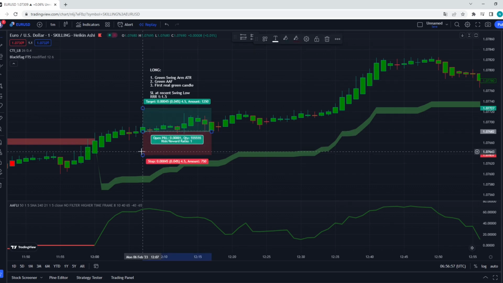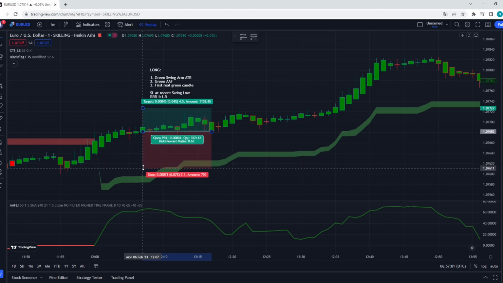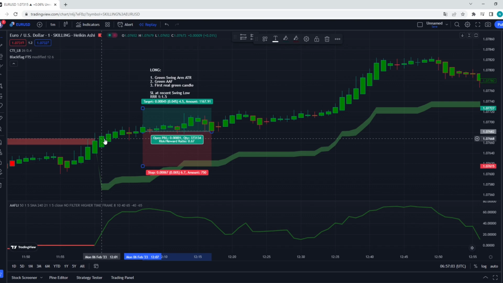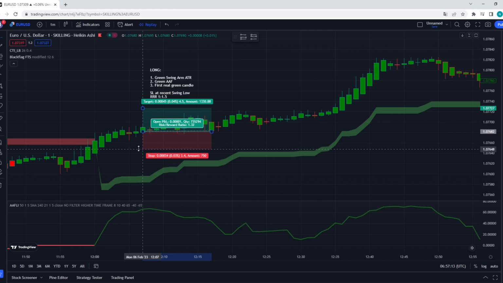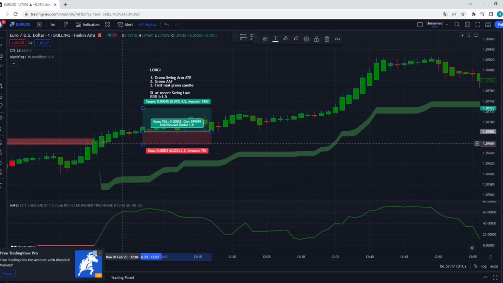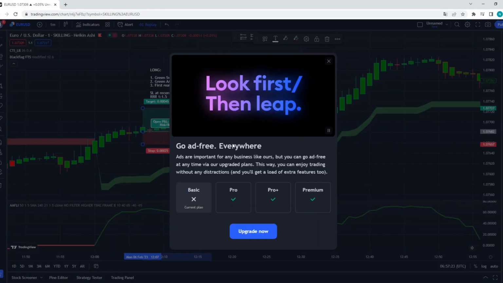We open our long position here, and put our stop loss below the recent swing low. In this case, you can choose if you like the recent swing low, which will be over here, or if this is too far away for you, you can also put your stop loss over here below the line where it changes from red, or where it was red at the beginning.